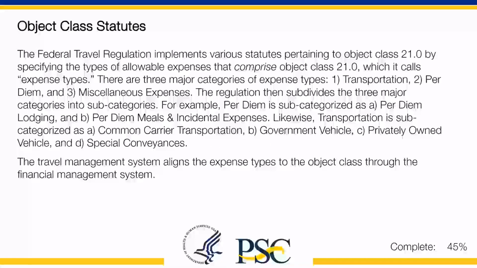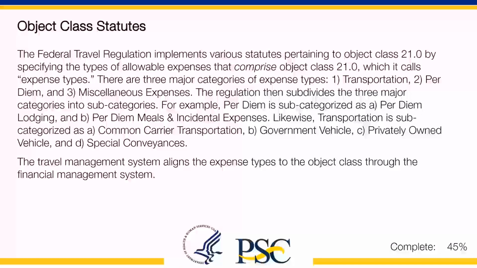The Federal Travel Regulation implements various statutes pertaining to Object Class 21.0, by specifying the types of allowable expenses that comprise Object Class 21.0, which it calls expense types. There are three major categories of expense types: 1. Transportation, 2. Per diem, and 3. Miscellaneous expenses. The regulation then subdivides the three major categories into subcategories. For example, per diem is subcategorized as A. Per diem lodging, and B. Per diem meals and incidental expenses.